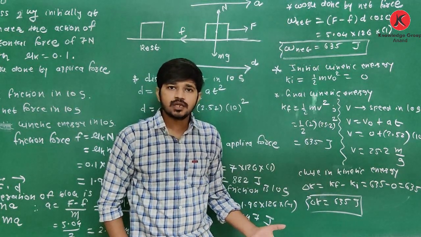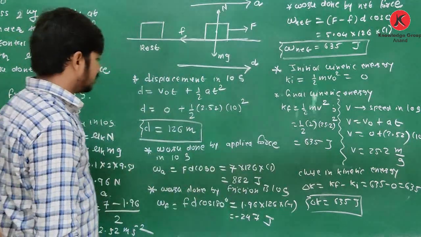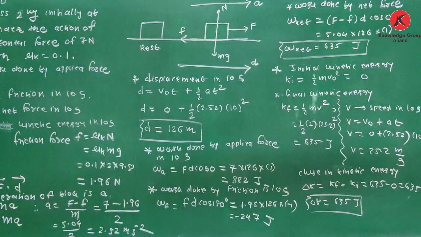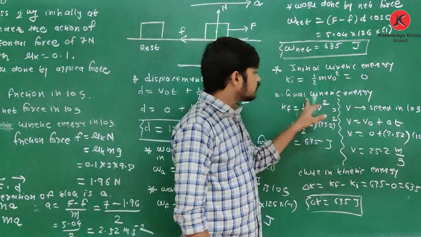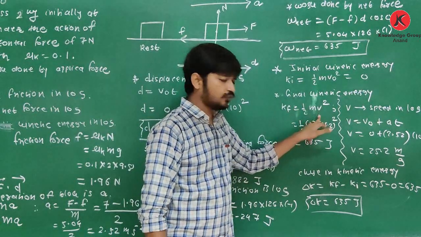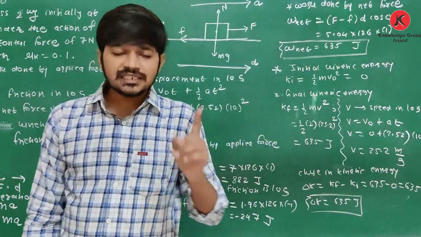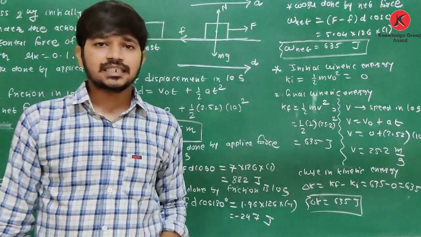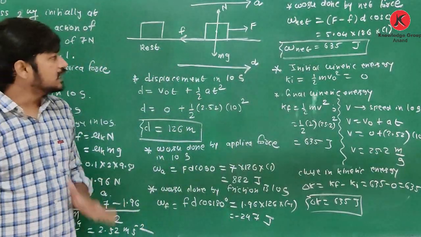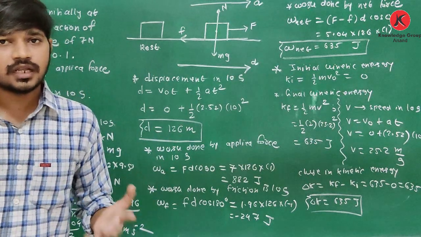Clear about this? Okay. So it is one question which is based on this work energy. To find final kinetic energy, you have to use the equation half m v square. But v is not given. So first of all, you have to find the value of v, that is speed in 10 seconds. It is one question which may be asked in 4 marks. Clear?